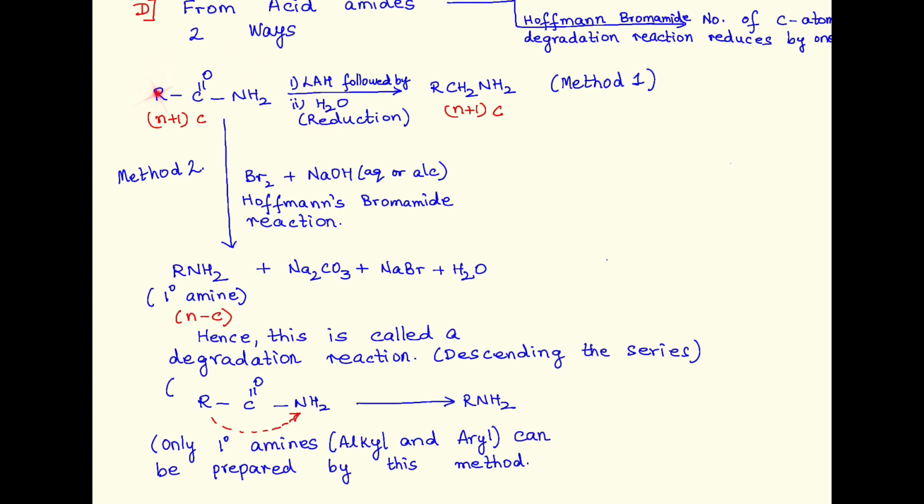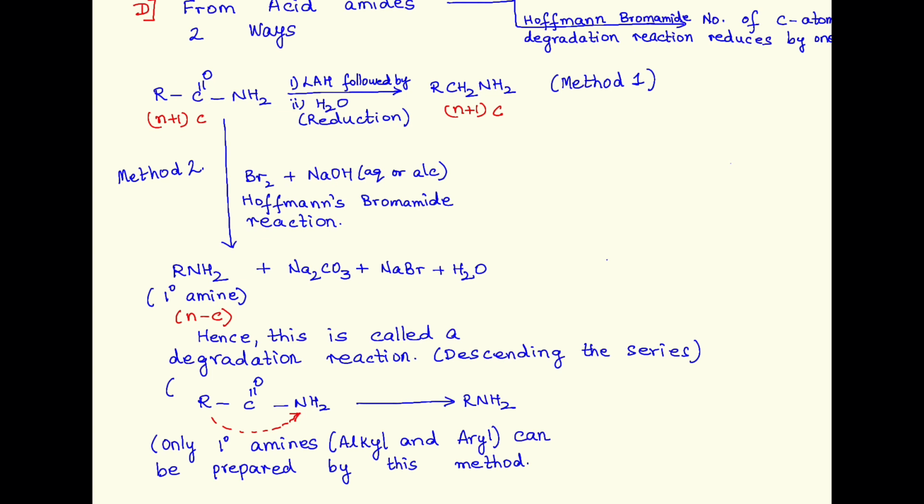Amide, on being reduced, now the reducing agent is usually lithium aluminium hydride followed by hydrolysis. This gives you an amine having the same number of carbon atoms. So you had n carbon atoms of the alkyl group and 1 from the carbonyl. So total n plus 1.